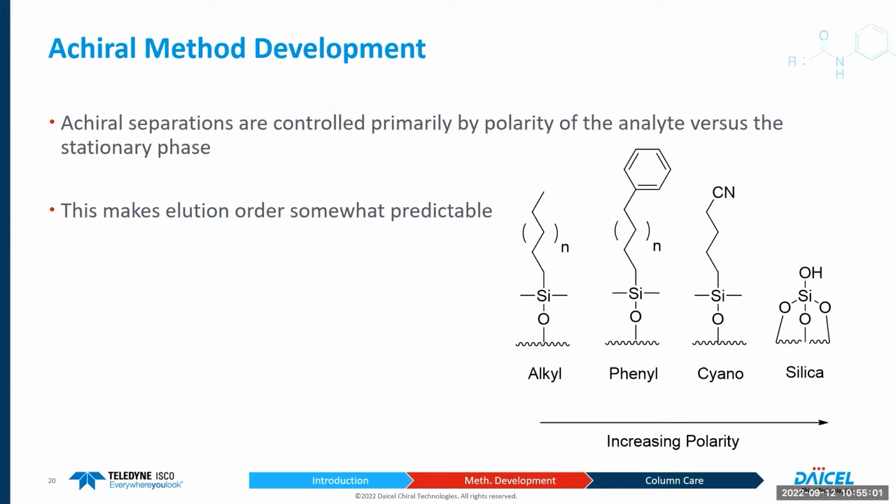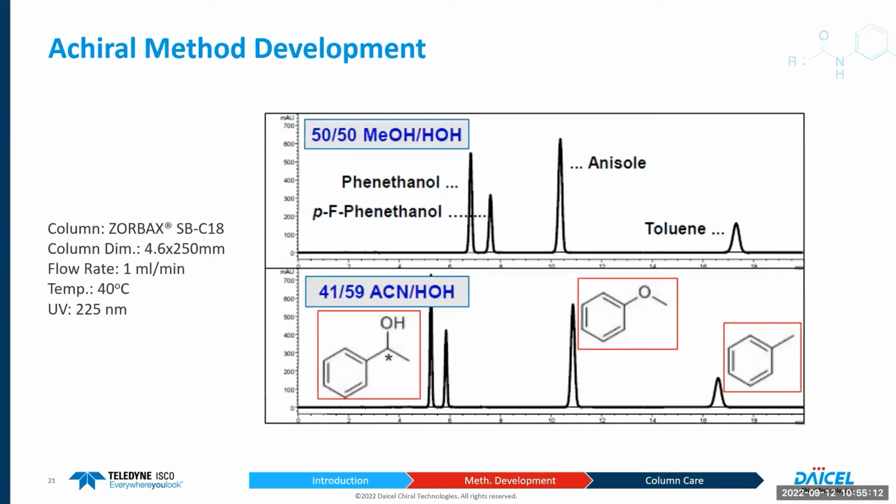On achiral stationary phases, if you have a simple enough model, you can even make a pretty educated guess as to what the elution order should be. So if you were to perform a separation on, say, a nonpolar C18 column with this mix of 4 analytes, phenethanol, parafluorophenethanol, anisole, and toluene, it's expected that toluene, which is the more nonpolar component of this mixture, would be more strongly retained relative to the polar components like phenethanol and parafluorophenethanol.